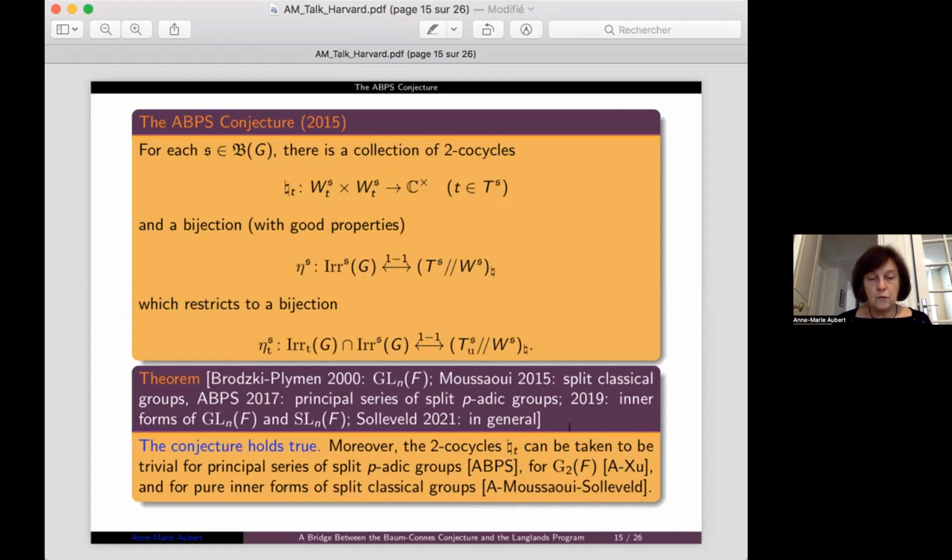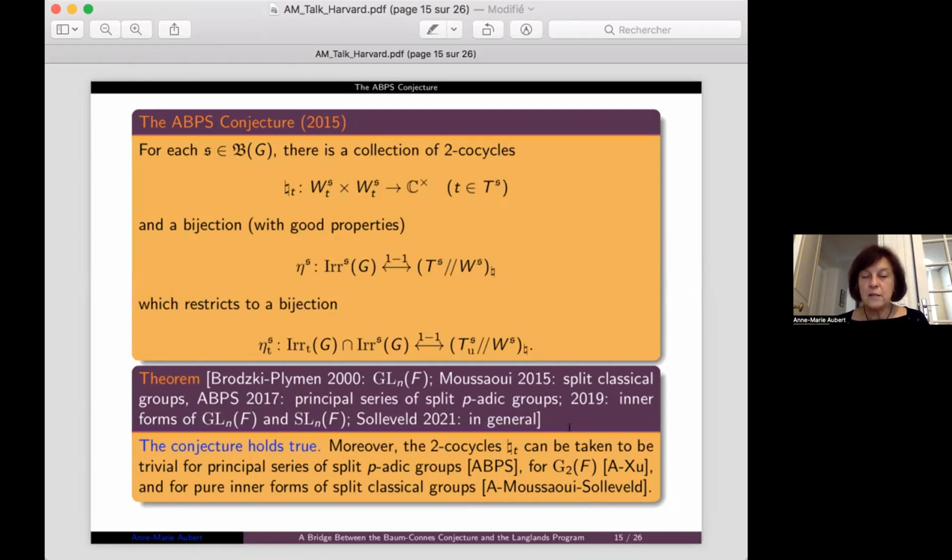So the seed for this conjecture occurred in the case of GL_n in two papers by Brodsky and Plymen. Then in 2015, my student Ahmed Moussaoui proved it for split classical groups when F has characteristic zero, and then we proved it in the case of the principal series of split p-adic groups. In all these cases, there is no cocycle needed, so the cocycle can be taken to be trivial.